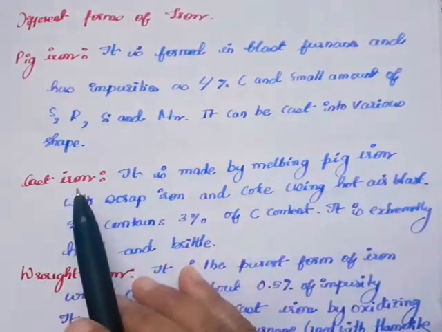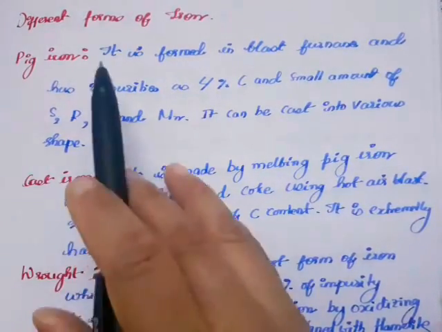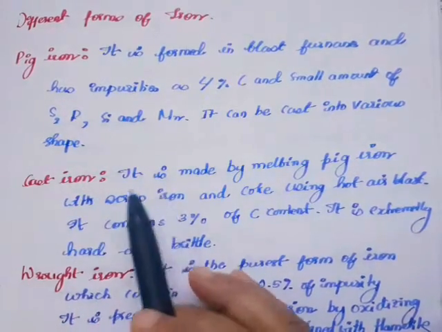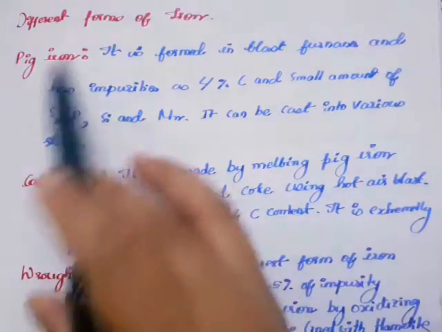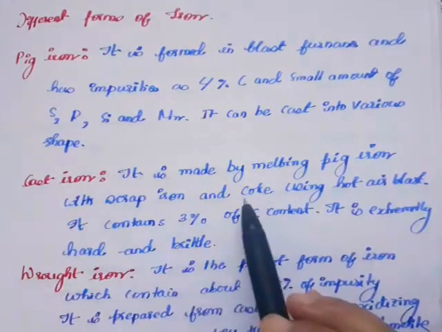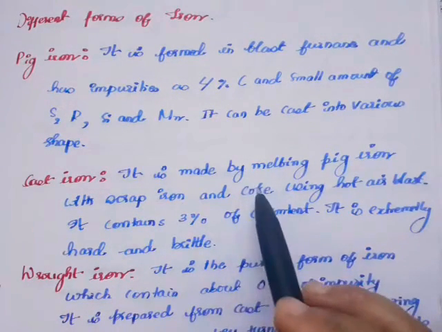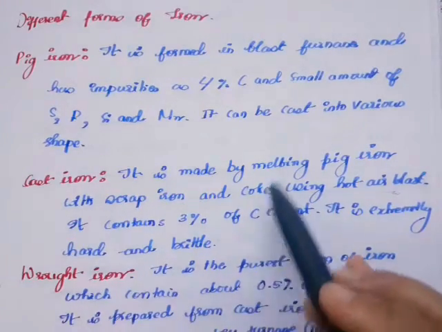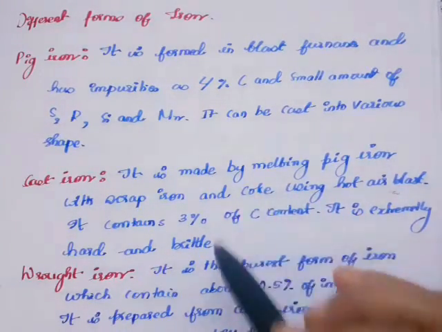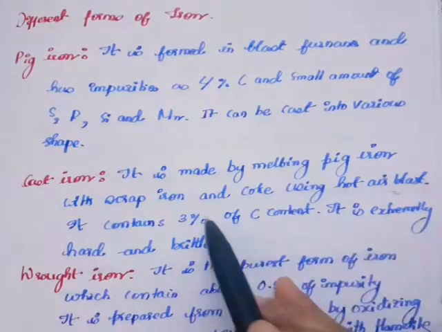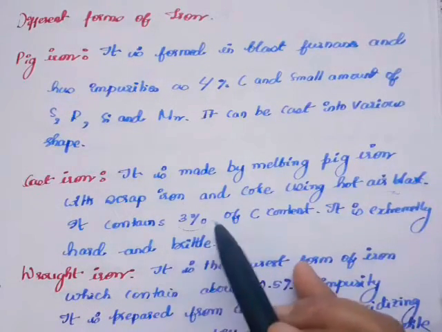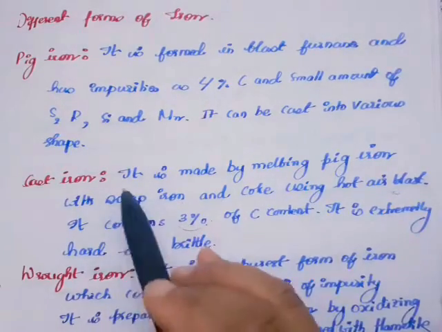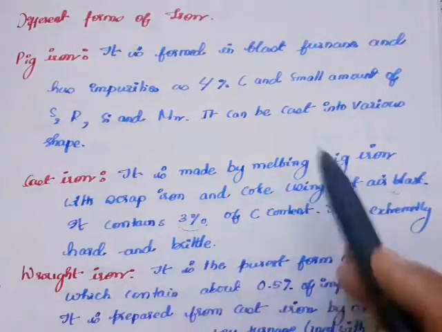Now next is cast iron. Cast iron is a bit purified form of the pig iron. Now how is it prepared? It is made by melting your pig iron with scrap iron and coke. Now this coke will again act as a reducing agent using hot air blast. That will remove a certain amount of impurity, and the impurity will be lessened up to 3%, and this is what is called cast iron, and it is extremely hard and brittle.